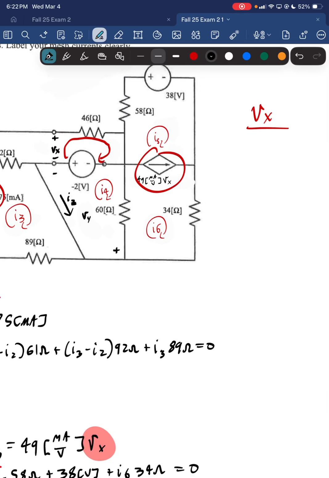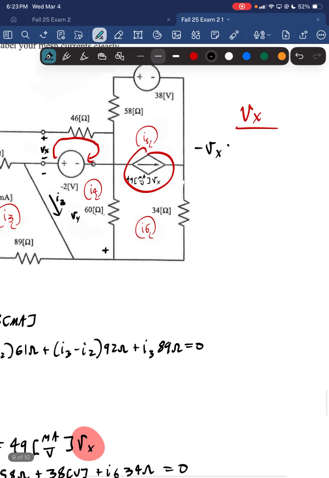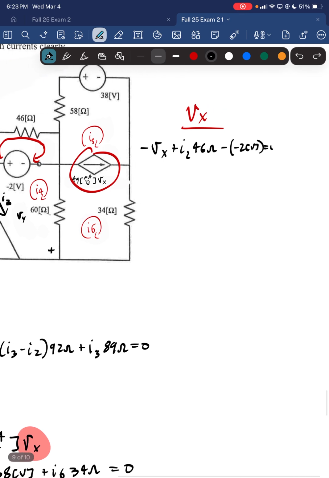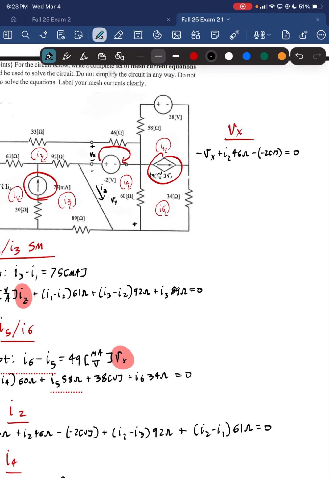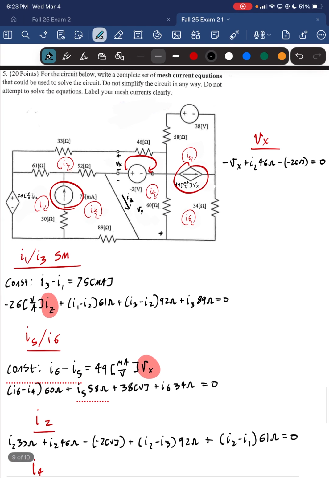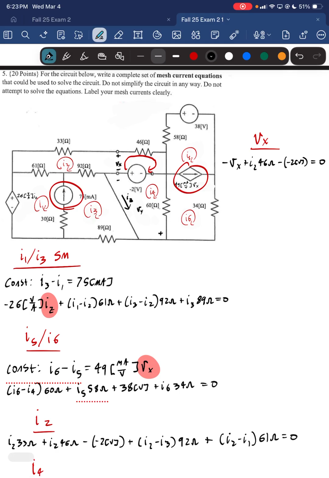So the equation for Vx is just negative Vx plus I2 times 46 ohms minus negative 2 volts equals 0. And that's it. Any questions?